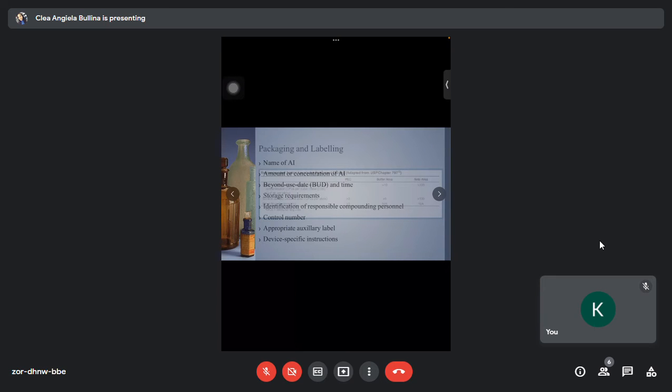If we don't have proper labeling, there will be mix-ups of the drugs. How would we know if this is really for patient 1 if we don't have labeling? That is why it's very critical to patient safety, both the packaging and labeling. Packaging must be appropriate to preserve both sterility and stability until the BUD. BUD means beyond use date.